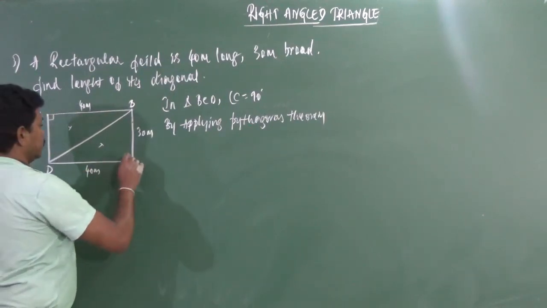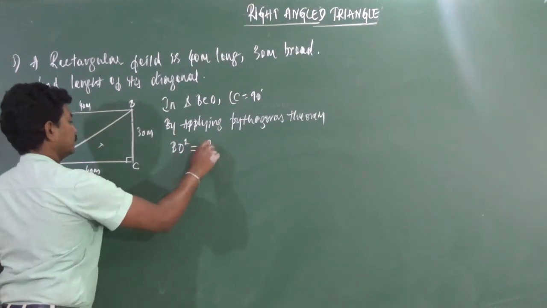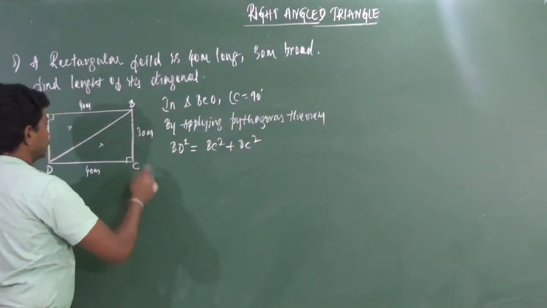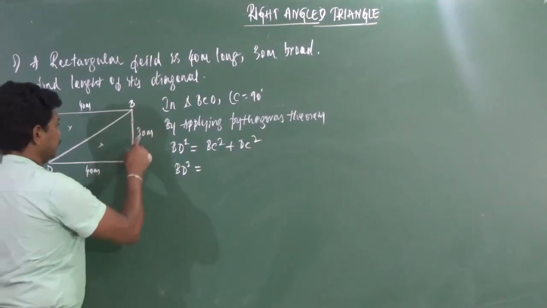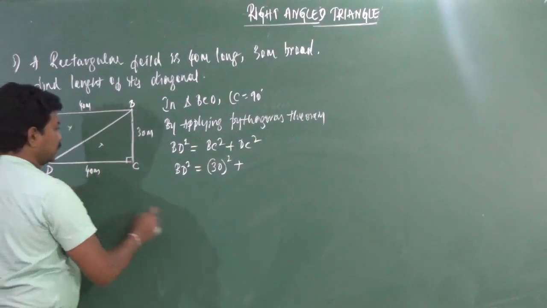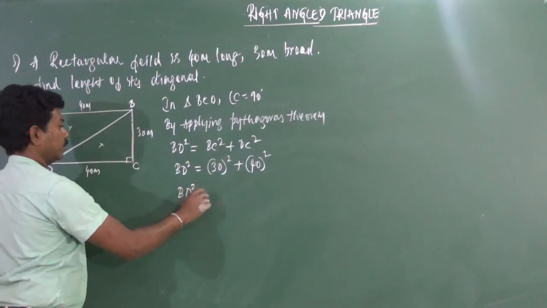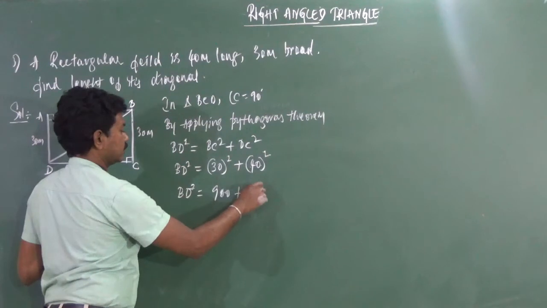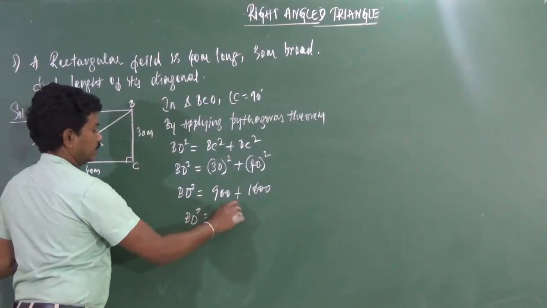Opposite to 90 degrees is BD square. So BD square is equal to BC square plus DC square. Right. So BD square we have to find out. BD square is equal to BC, which is 30, whole square, plus DC, which is 40, so 40 whole square. So BD square is equal to 30 square, which is 900, plus 40 square, which is 1600. So BD square is 2500.